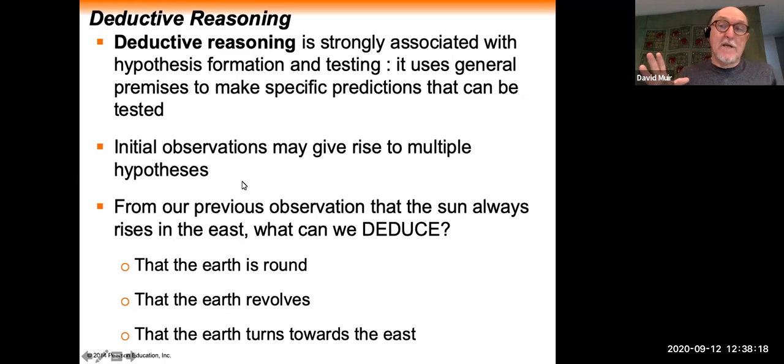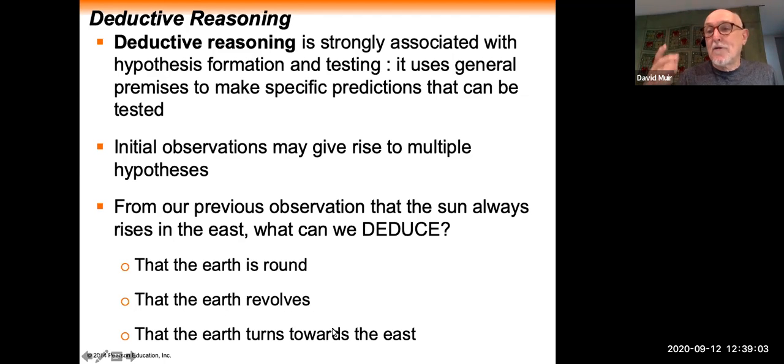So any initial observation can give rise to numerous hypotheses. Let's go back to what we saw when we watched the sunrise. We said inductive reasoning: the sun always rises in the east because it's always been observed to rise in the east. Conditions have not changed from one day to the next, so is it going to rise in the east again? What is a deduction we can make from it? Well, there are numerous, and they are all open to experimentation, and they've all been experimented on. The first is that the earth is round. That is why we observe the sun rising in the east. Another might be that the earth revolves around the sun.